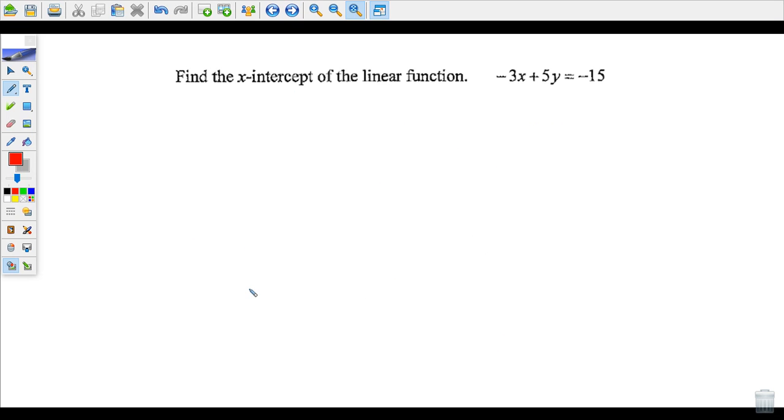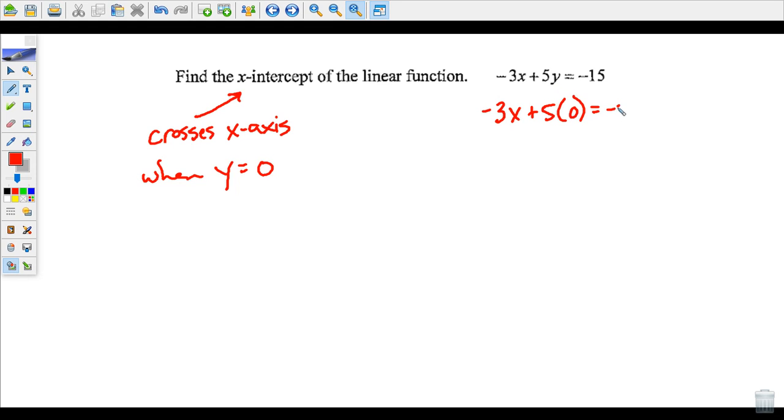Find the x-intercept. So x-intercept is when the graph crosses the x-axis. That means it's when y equals 0. So to find the x-intercept, we're going to change y to 0, and we're going to solve for x. So instead of 5 times y here, I'm going to put in 0. I'm making it equal 0 because I want to figure out when it crosses the x-axis. 5 times 0 is 0, so my equation just becomes negative 3x equals negative 15. Divide both sides by negative 3, and x would be 5.